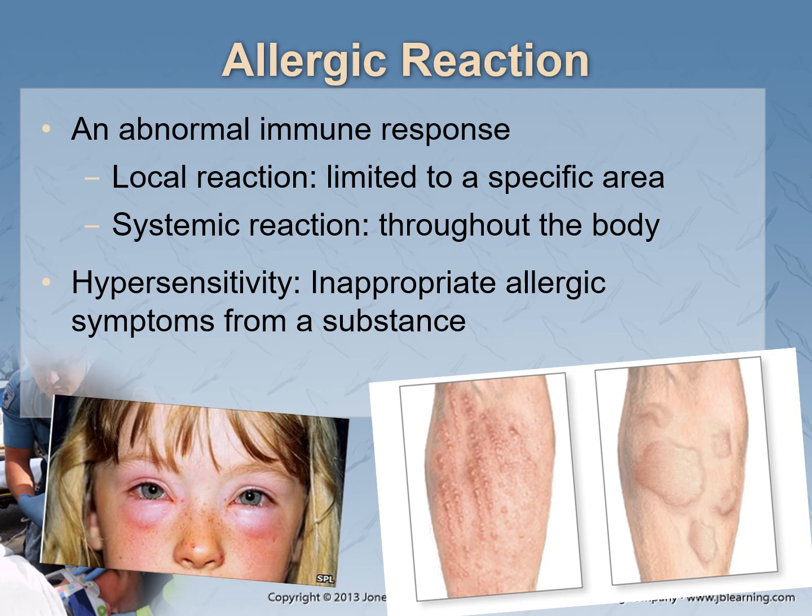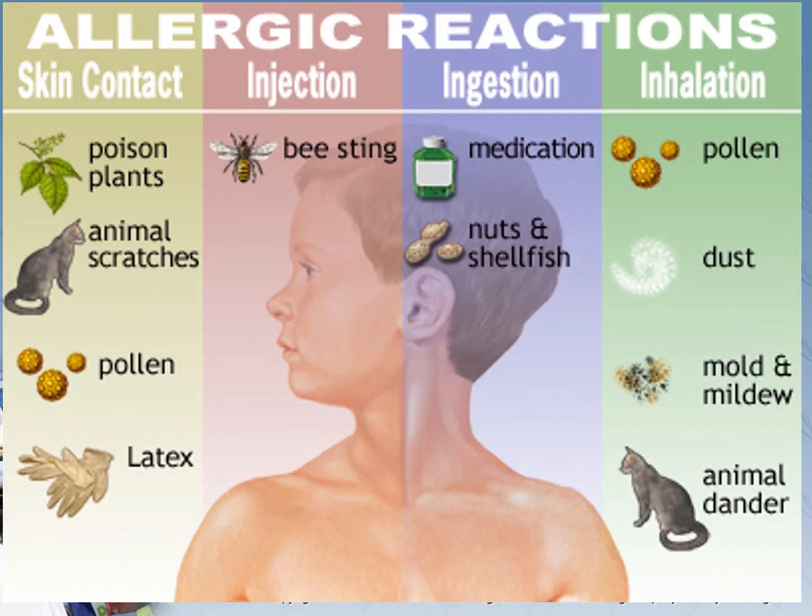So the last thing on this page is hypersensitivity, and that's inappropriate allergic symptoms from a substance. Again, hypersensitivity is maybe a catch-all. We don't really need to say, if they're hypersensitive, this is our treatment. We're going to stick with 3 different classifications: mild allergic reaction, moderate allergic reaction, and then anaphylaxis. These are all the things that people are allergic to. Pretty easy stuff. Everybody knows this stuff, hopefully. Remember, ingestion.